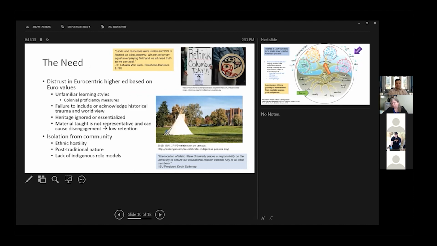based on European values that are not generally Indigenous values or don't incorporate Indigenous values. It can be pretty unfair because these are unfamiliar learning styles that look at proficiency levels different from how Indigenous students and teachers present learning. So there's a failure to include historical trauma and worldview throughout a course, and students will feel ignored.